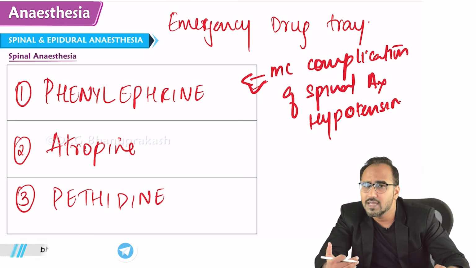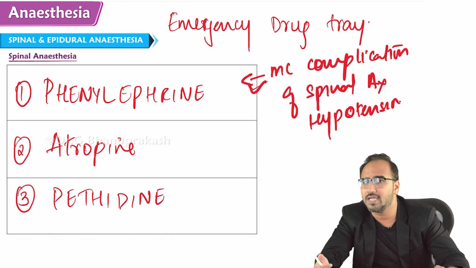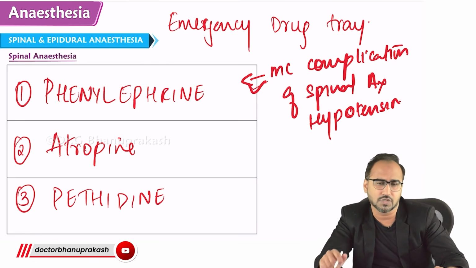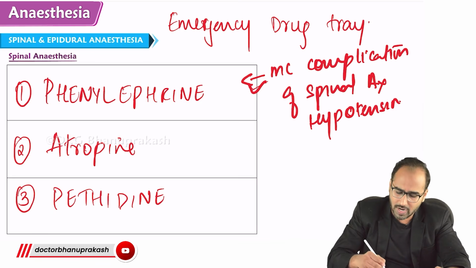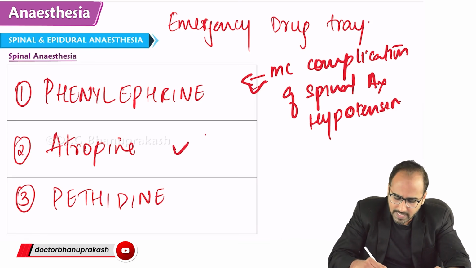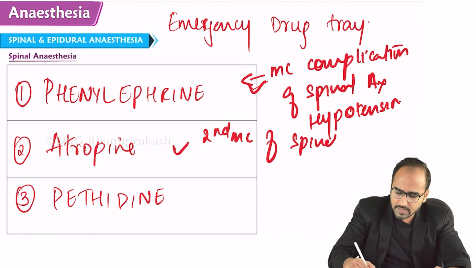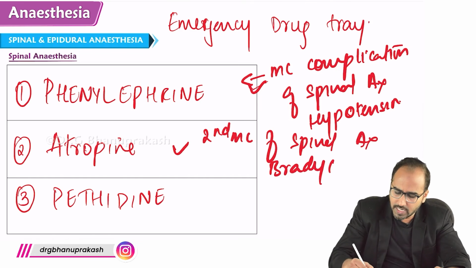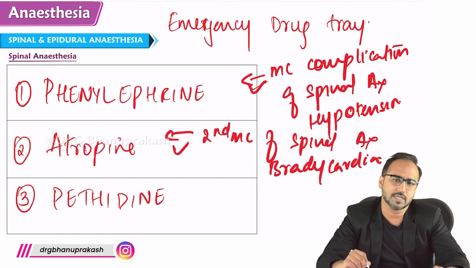Why? Because beforehand we have prepared the emergency drug tray. In that, the second drug that we have kept is what, guys? Atropine. Why did we keep this atropine ready? Because the second most common complication of spinal anesthesia is what, guys? Bradycardia. And for the management of bradycardia, what will we give? We'll give atropine.